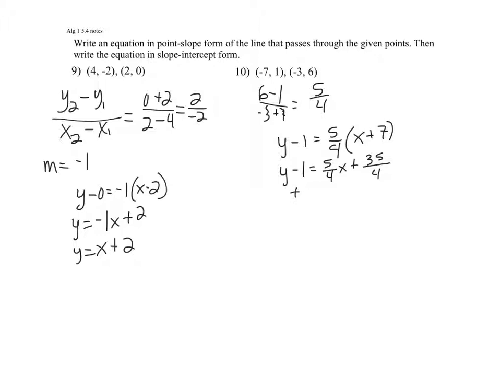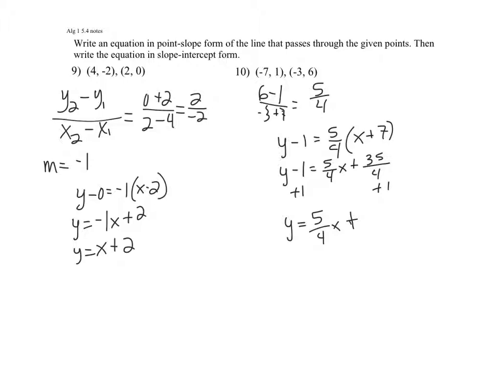So I need to add 1 to both sides because I want to have it in slope-intercept form, which means I need to solve for y, get y all by itself, just like we did in number 9. So I'm going to add 1 to both sides of my equation, and when I do that, I'm going to need to create a common denominator. Well, 1 is equal to 4/4, so I've got 5/4 x.